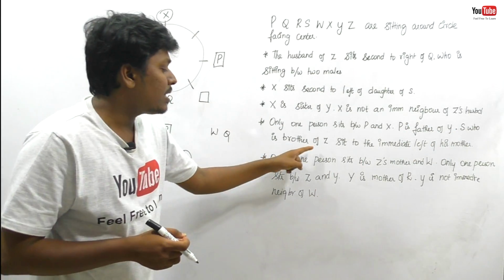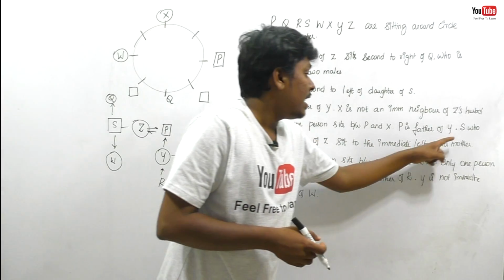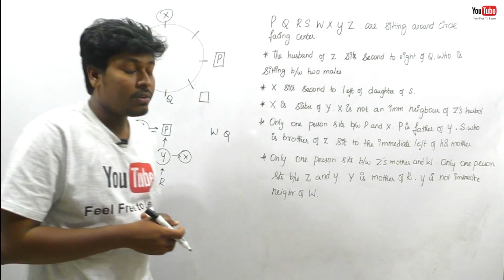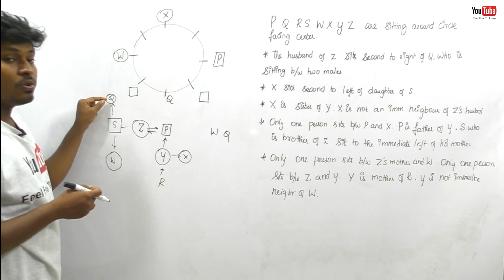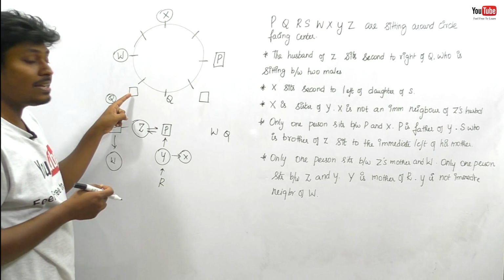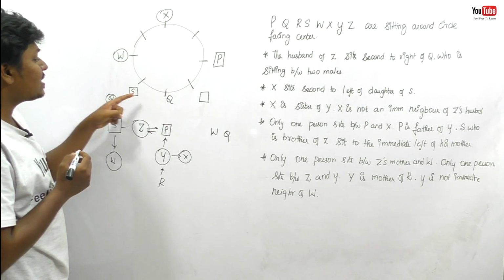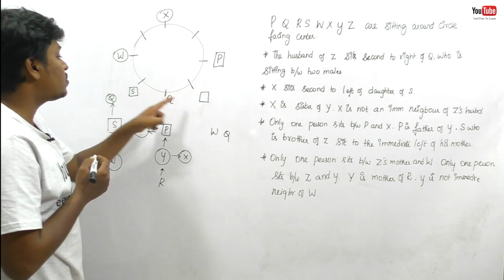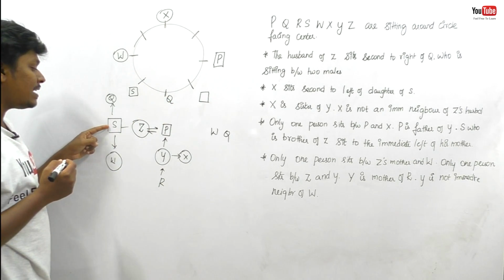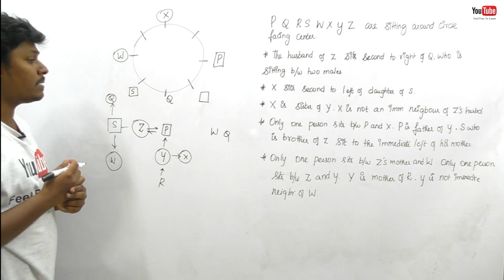S, who is the brother of Z, sits to the immediate left of his mother. Friends, S is sitting to the immediate left of his mother. S's mother is Q. So on Q's left-hand side, immediately S should come. So Q's left-hand side will be this side. So definitely here S should come, right? They have said that the immediate neighbors of Q should be male persons, right? And here we have found that S is a male person. So I can clearly say that on Q's left-hand side, S should come, right?